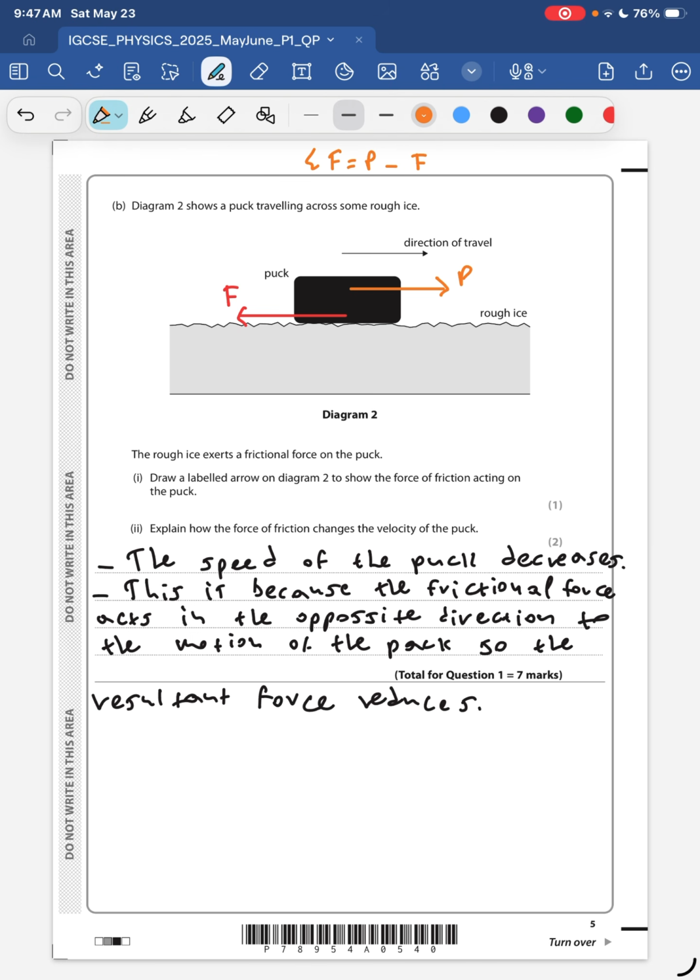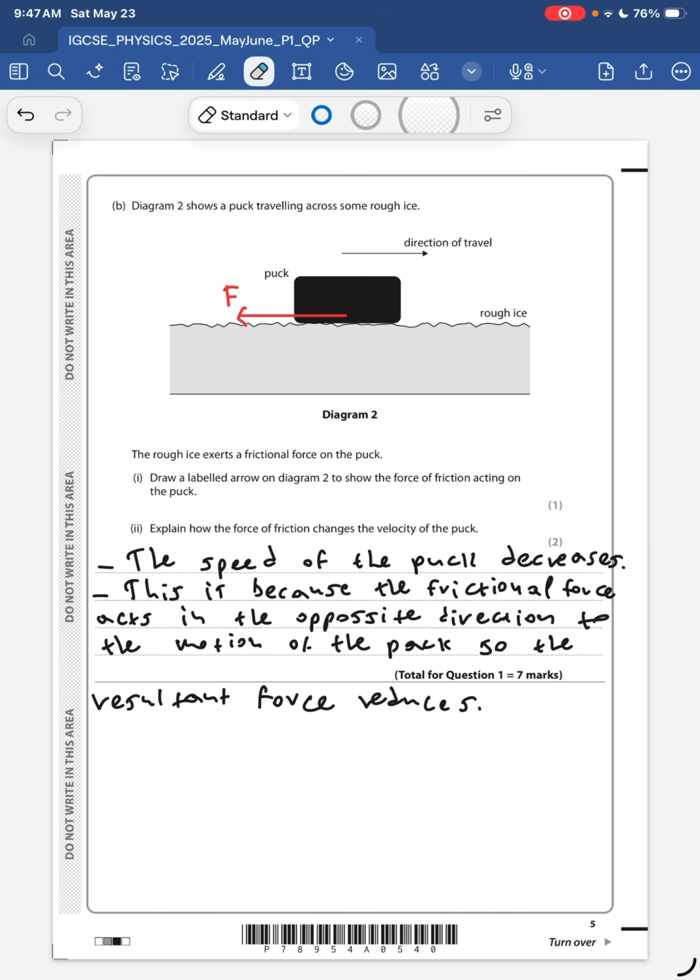And remember that the total force is mass times acceleration, right? So this means that the frictional force reduces the speed of the puck. All right. I think this is it for question one. It awards 7 marks. So let's move on to the second question.